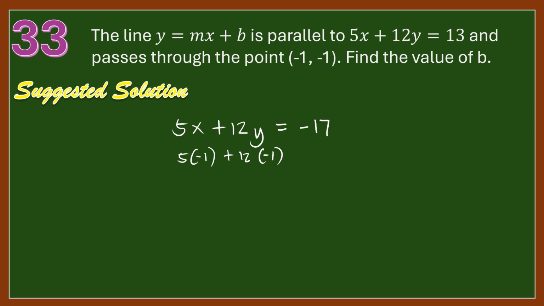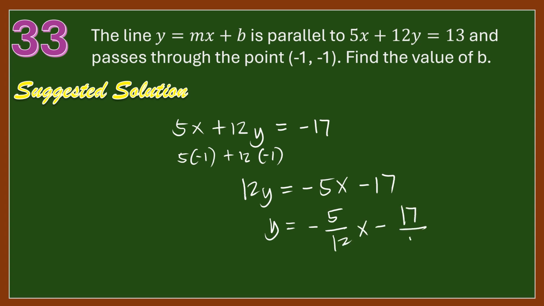Hence, the equation of the line parallel to 5x plus 12y equals 13 and passes through the point negative 1, negative 1 is 5x plus 12y equals negative 17. Let us translate this in the form y equals mx plus b. So we have 12y equals negative 5x minus 17. Dividing all terms of this equation by 12, we have y equals negative 5 over 12 x minus 17 over 12. Hence, the value of b is negative 17 over 12.